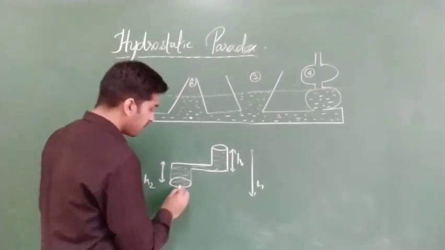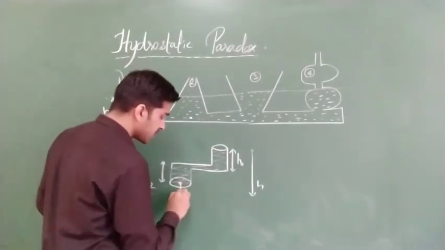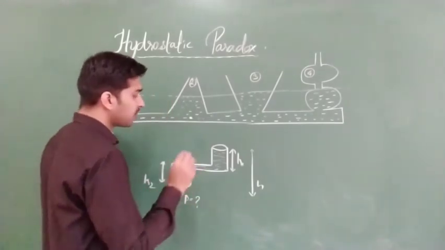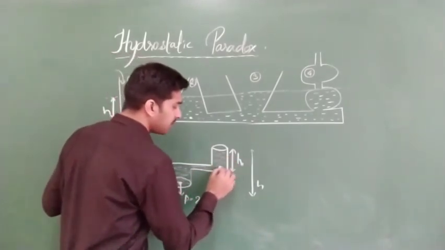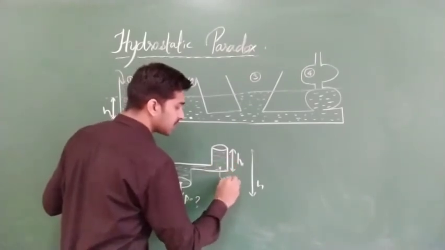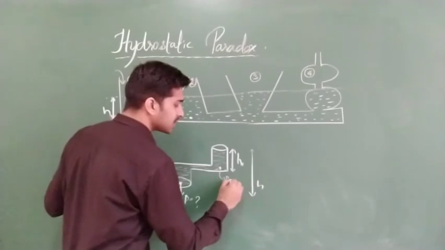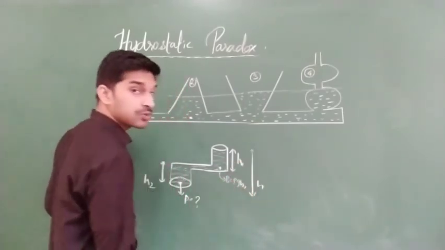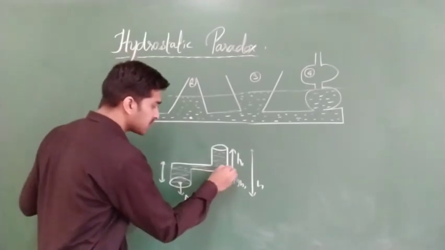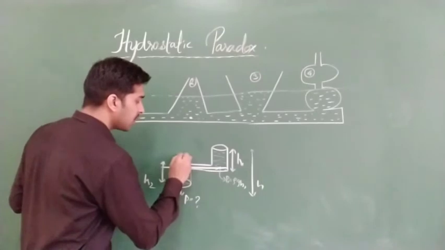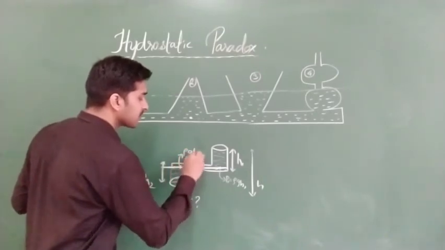We want to calculate the pressure at this point. First, at this point we will come to depth h1. Clear? We will check the pressure here. The pressure here is P1 equal to rho g h1, because it is at depth h1. Next, for the same horizontal point, here also the pressure should be rho g h1. Clear?